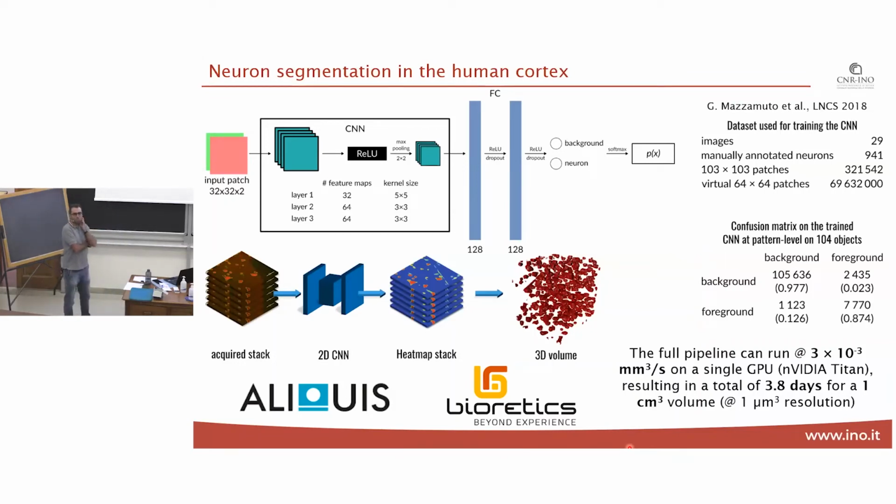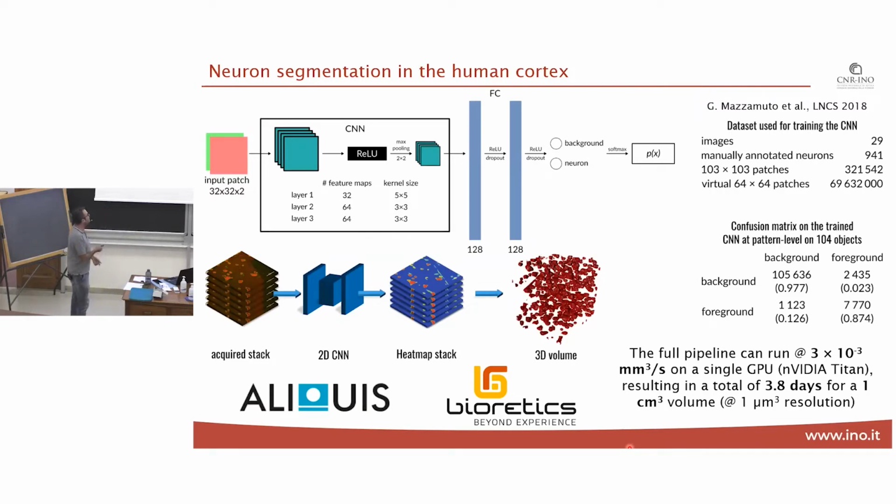This work was done in cooperation with a company that works with us. It's called Bioretics. It's a small company specializing in computer vision and machine learning. What I want to tell you about this network is that it is not a three-dimensional network. It's a 2D network. So each stack is processed separately, independently. But then, if we put the predictions on top of each other, we have a three-dimensional prediction. We call this 2.5D because it's not 2D, it's not 3D.